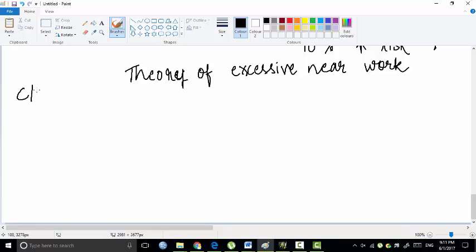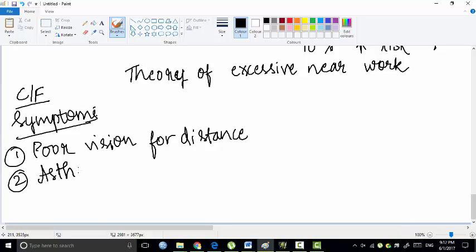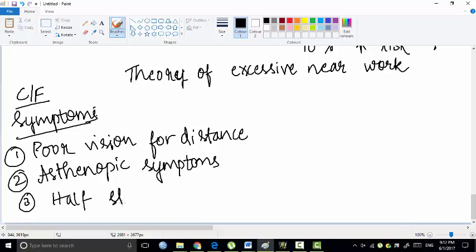So coming to clinical features, first the symptoms. The symptoms include, first, poor vision, that too for distance, that is, defective vision for far objects. The second symptom is asthenopic symptoms, like headache and tiredness, and there may be half shutting of the eyes. The child shuts his eyes in order to gain better accommodation.